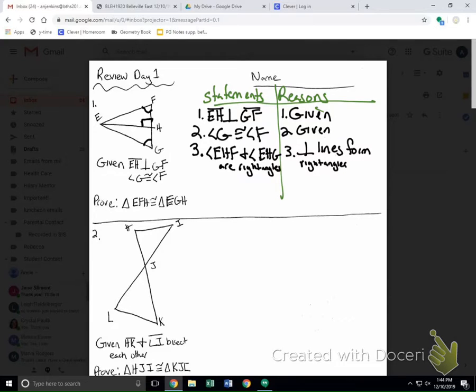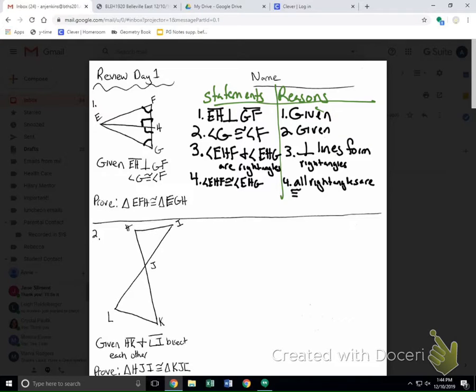Okay, what do we know about right angles? Jack? That all right angles are congruent. So after you know that they're perpendicular, you know they're right angles, and you know that the right angles are congruent. They always follow that direction. So now we can say that angle EHF is congruent to angle EHG. And we know that because all right angles are congruent. Okay, I'm going to draw in my other congruent part.